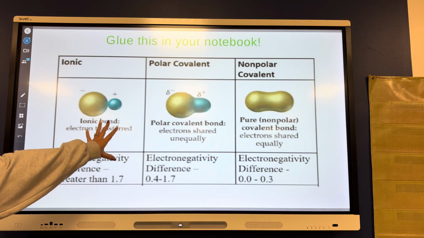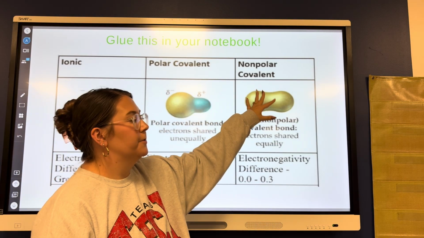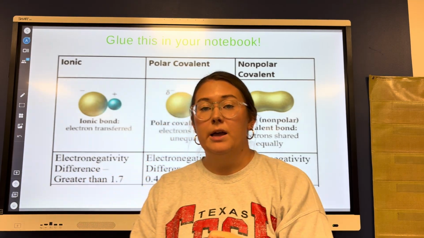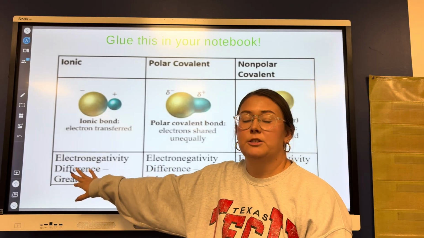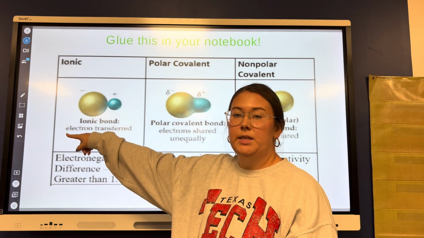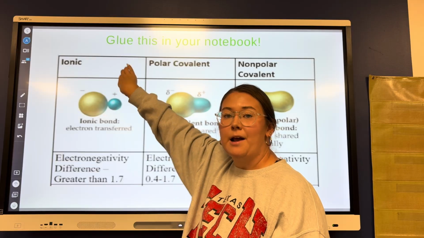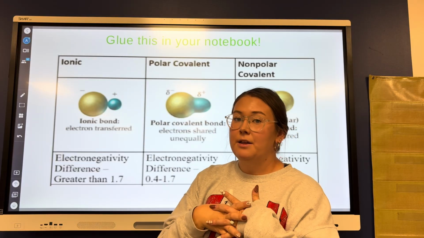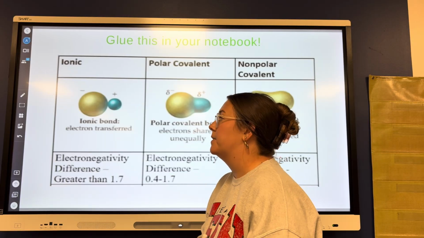Okay, this handout I want you to glue into your notebook. This shows you the difference visually with ionic, polar, and nonpolar covalent. It also tells you the electronegativity differences. So with an ionic bond, the electrons are transferred. So you can see these are still kind of 2 separate ions because they're not sharing anything in between them. And then it tells you the electronegativity difference at the bottom.